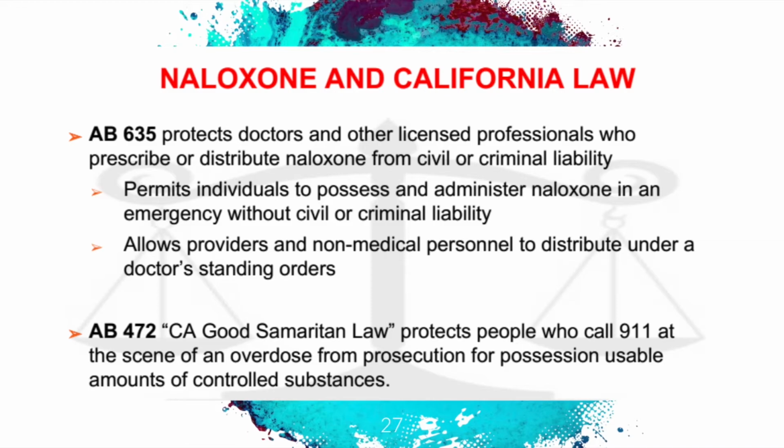AB 472, also known as the California Good Samaritan Law, protects people who call 911 at the scene of an overdose from prosecution for possession of usable amounts of controlled substances. Remember, it is important to keep these laws in mind.